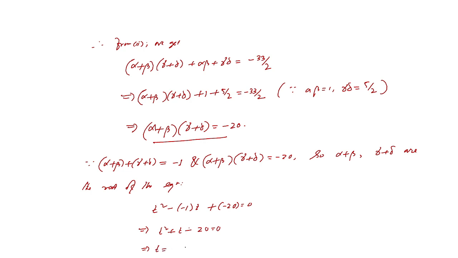And from that you can write the value t equals minus b plus minus root of b square minus 4ac by 2a. You will just calculate it. You will see that it will be minus 1 plus minus 9 by 2. So it will be minus 5 and 4. So without loss of generality, we take alpha plus beta equals 4 and gamma plus delta equals minus 5.